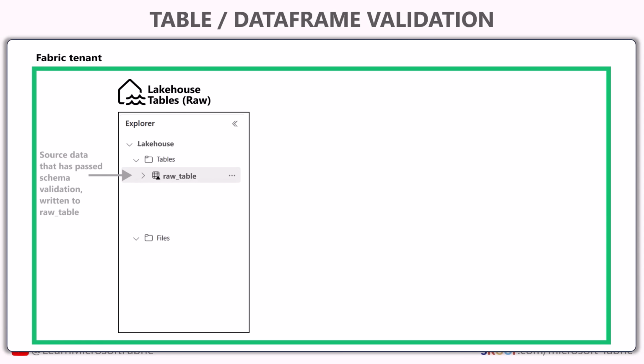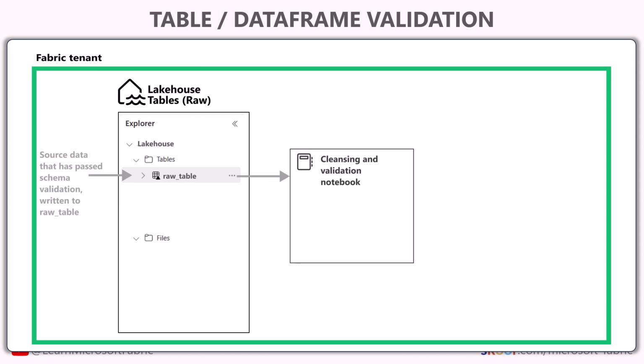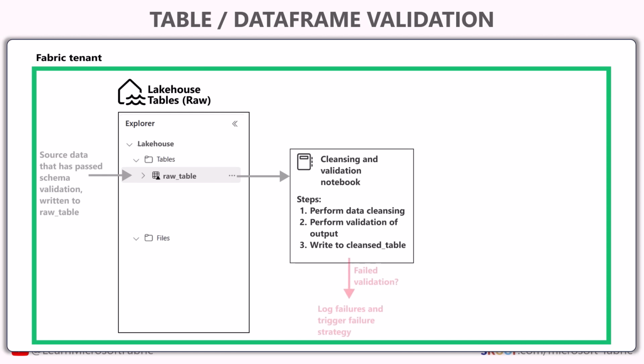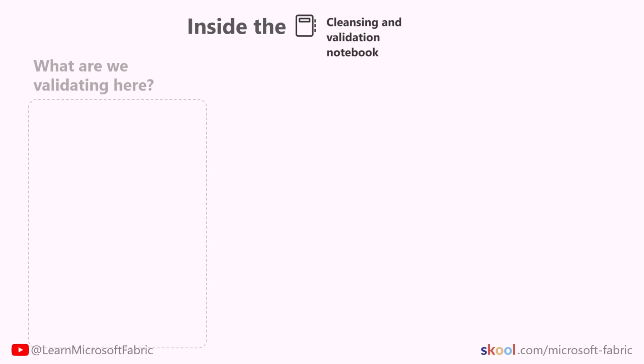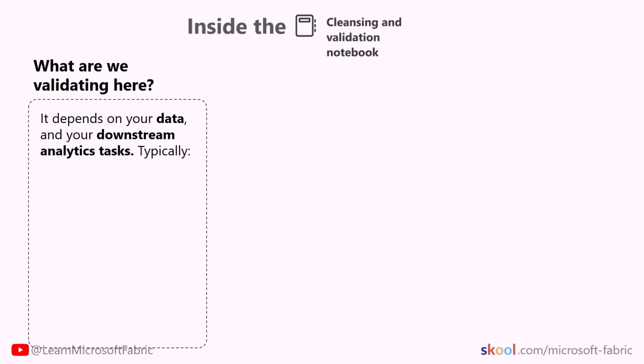So say, for example, you've got some data in a raw table and you want to do some cleaning on that data. And then after you've cleaned the data, you want to perform validation that it meets certain requirements. So you might do some cleaning and validate the output. And then if it's successful, you might write it to the next layer in your pipeline. Now, if it fails, you're going to want to log it and then trigger the failure strategy again. So what's going on inside this notebook? Well, really it depends a lot on your data and also your downstream analytics tasks.